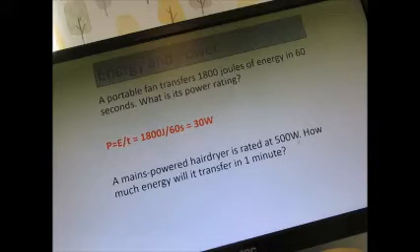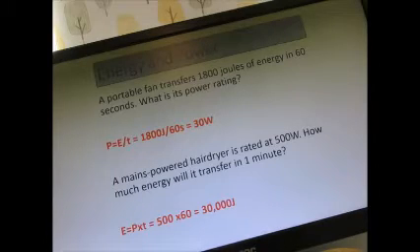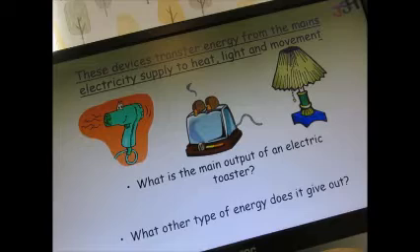So you've got a hairdryer that's rated at 500 watts. How much energy will it transfer in 1 minute? Now don't forget to transfer the 1 minute into seconds. Okay, and how you would do that is you would take your power rating, so it will be this time the power rating multiplied by the time, which would give me 30,000 joules.